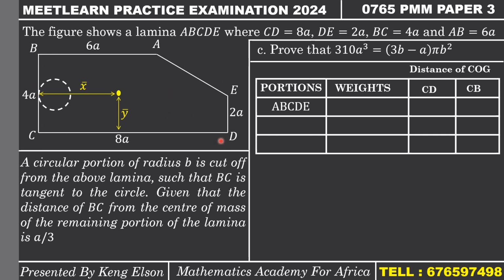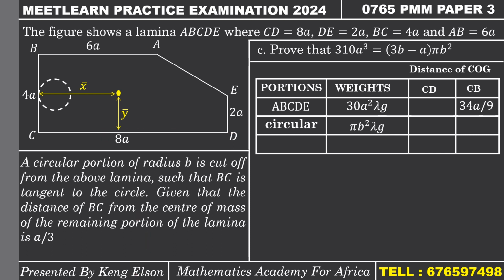So the first portion, we are going to consider the whole lamina. We have the weight already, and its distance from CB is x bar, and x bar we found was 34a divided by 9. The weight of the whole lamina, we saw previously, was 30a squared lambda g. Now the other lamina involved is the circular portion, which was removed. This circular portion has a weight of the area times lambda g. The area is pi radius squared, where the radius is b, so the area is pi b squared. So the weight is going to be pi b squared times lambda g.